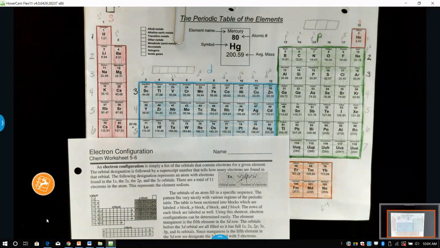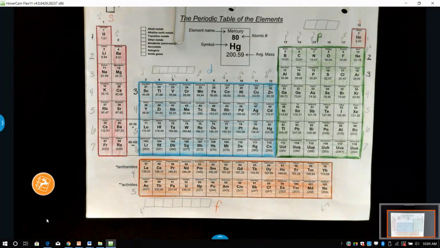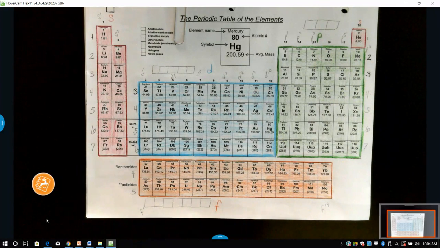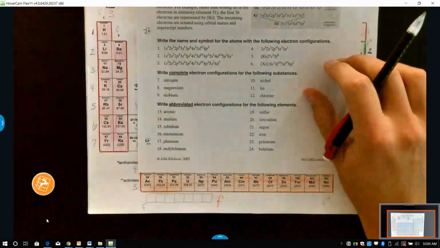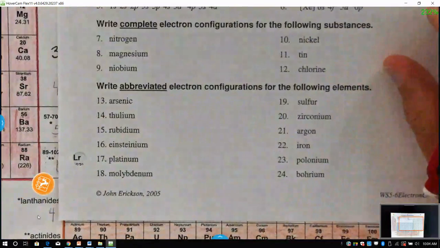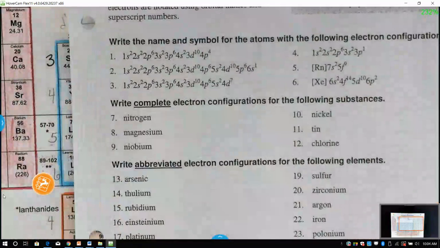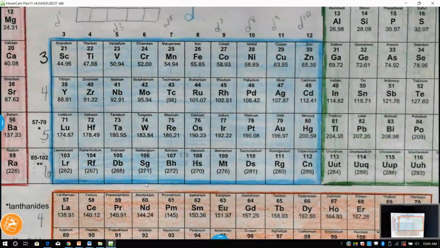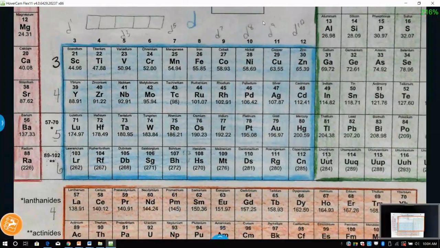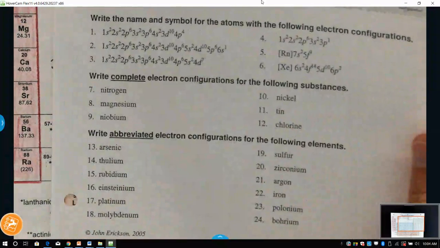All right, guys, so to do our abbreviated notations, the noble gas configurations, again, how we're going to do this is you look at your element, you have to figure out where it finishes, and then you can use the periodic table or the Aufbau diagram in order to put them in the correct order after. So let's go through these.